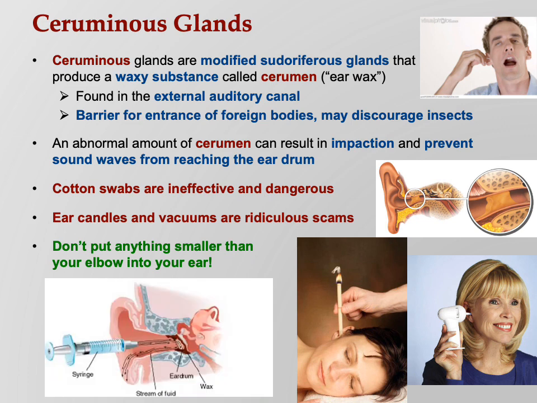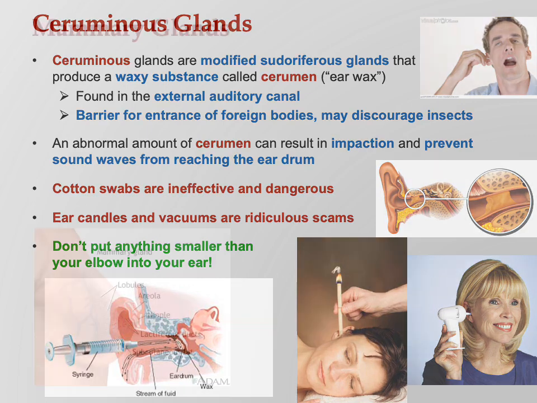You can go to the Walgreens or the grocery store. They got this stuff called Debrox. It's just a weak acid, like a carbolic acid or something. You just drop it in there and it loosens up the wax, and then you take some warm water and you wash it out. The doctor will do it for you. They'll charge you like $50, or you can do it at home. So that's the way to do it.